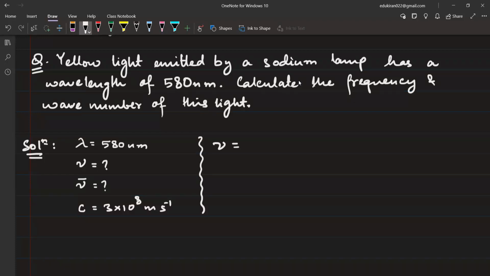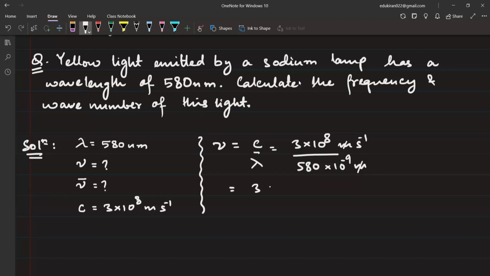Nu will be equal to c by lambda, right? C is equal to what? 3 into 10 to the power 8 meter per second, divided by lambda, which is 580 nanometer. What is nano? 10 to the power minus 9 meters. Now meters and meters will cancel each other out.